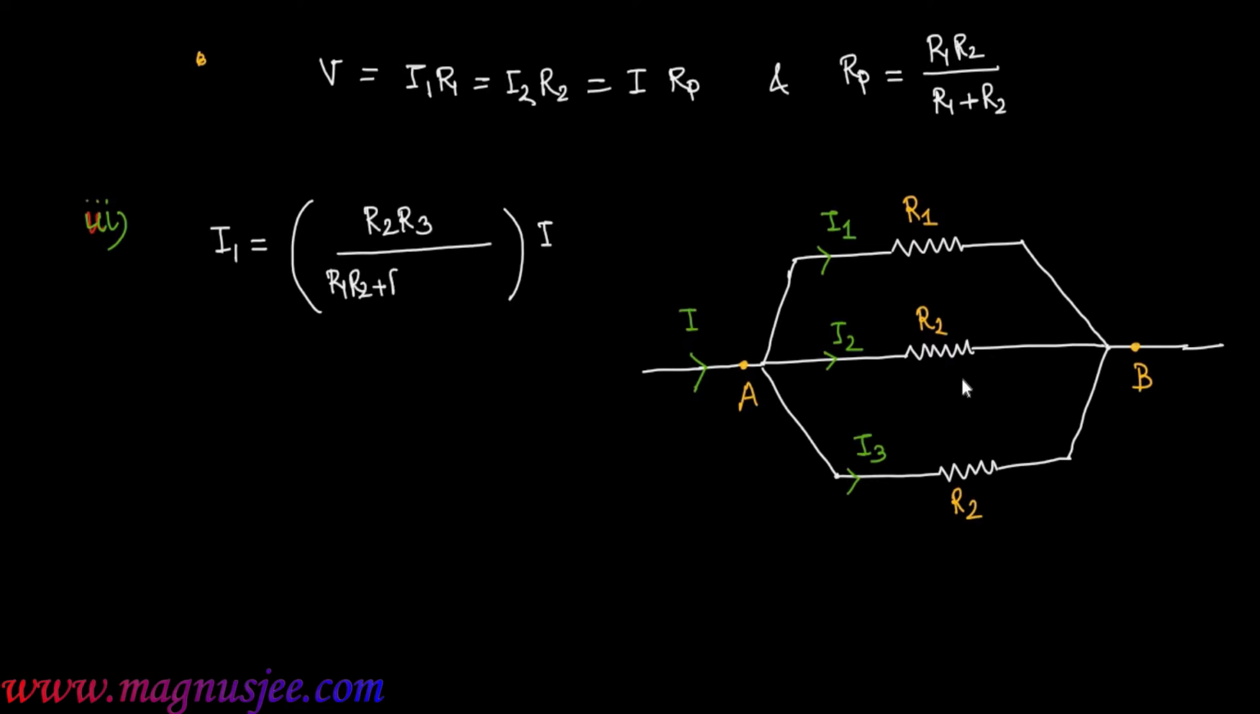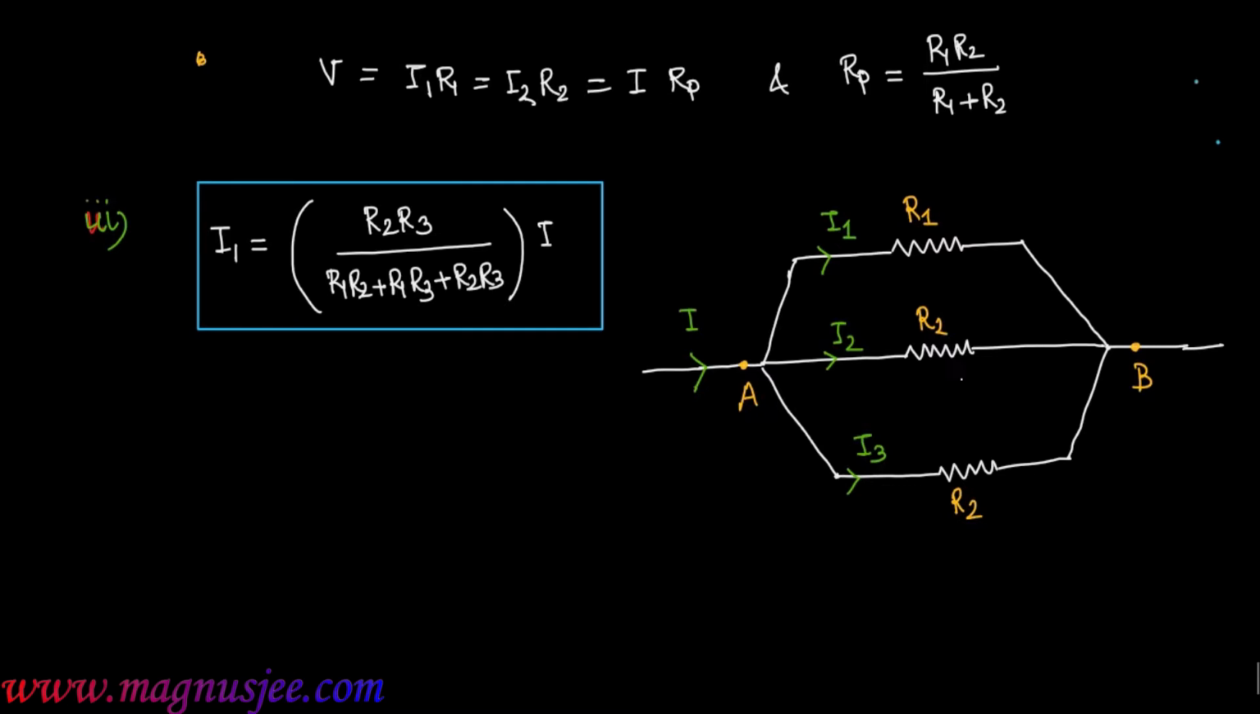Now I1, current flowing through the first resistance R1 is I1, which is R2 R3 divided by R1 R2 plus R1 R3 plus R2 R3 into I. That is the current flowing through the first resistance R1.